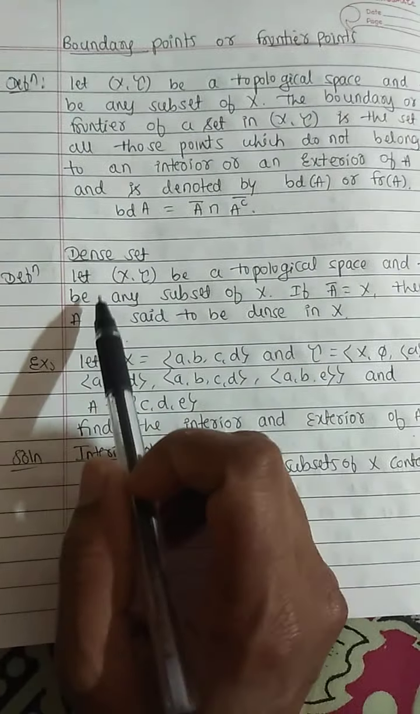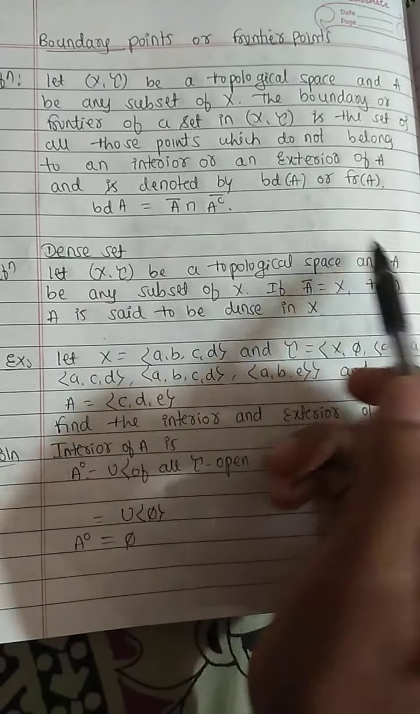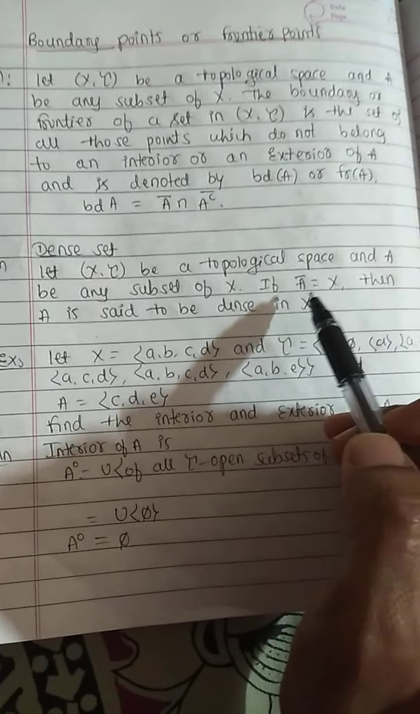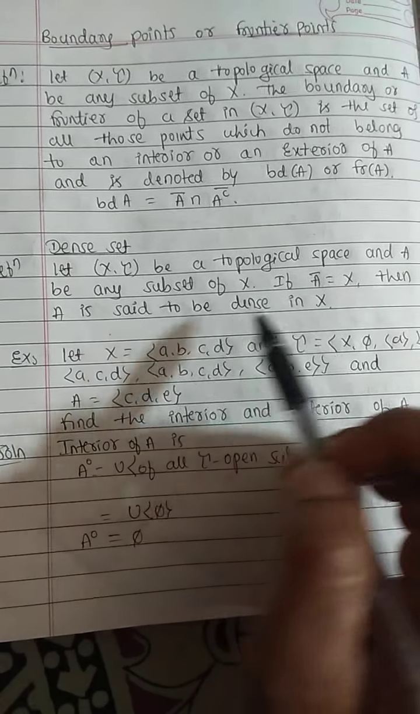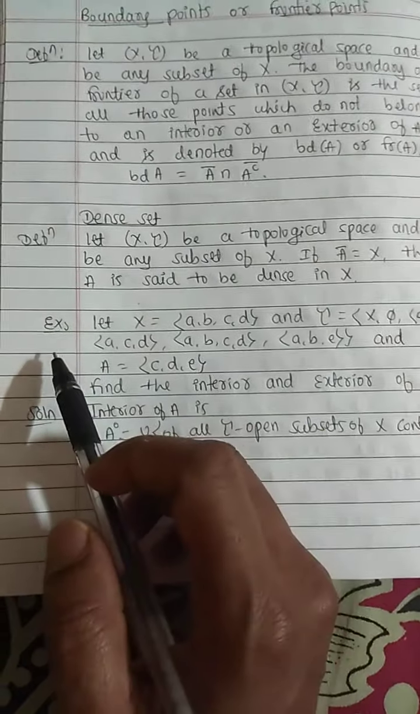Next, dense set. Let (X, tau) be a topological space and A is a subset of X. If A bar equals X, then A is said to be dense in X. Otherwise, it is not a dense set.